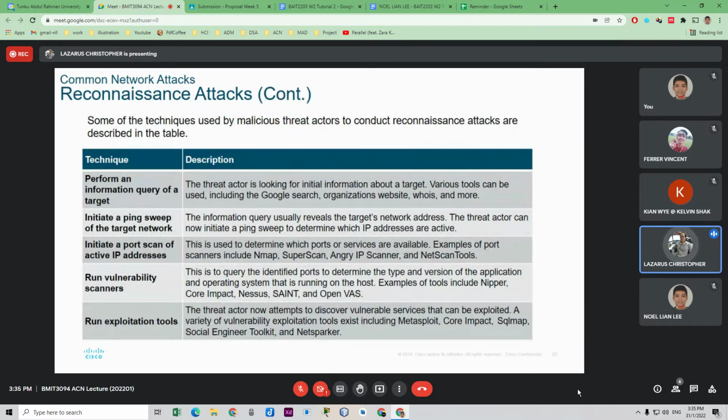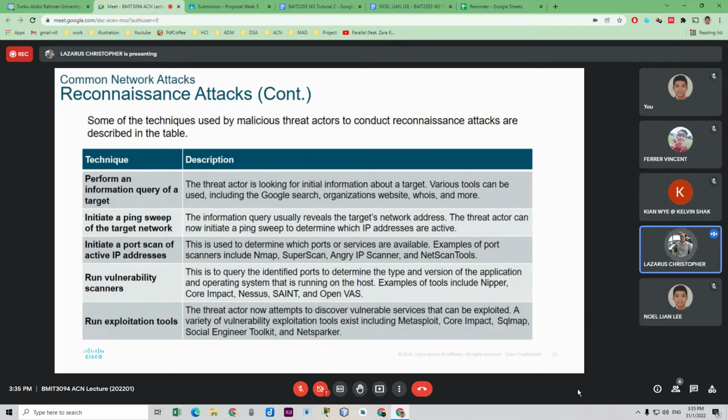Some of the techniques used by threat actors to conduct recon attacks start with performing an information query of a target. As usual, before I do anything to you, I find out first. I Google search you. If you have a domain name, I search your domain name information, check WHOIS, and anything publicly available about your organization and your system.